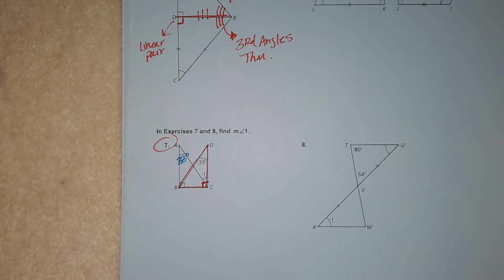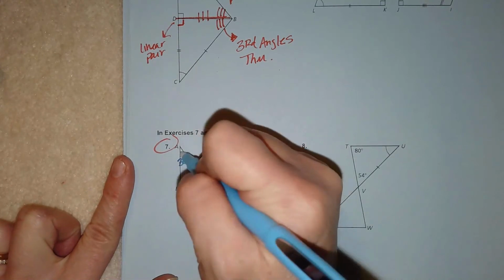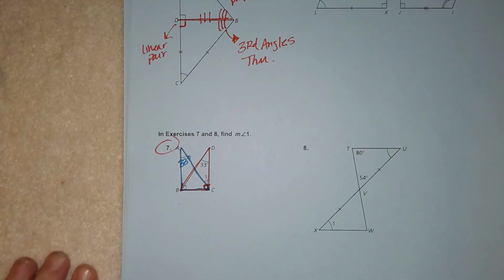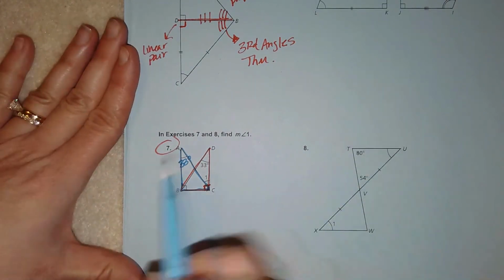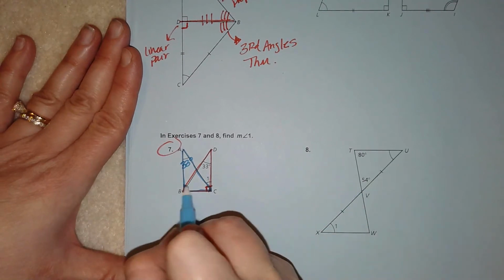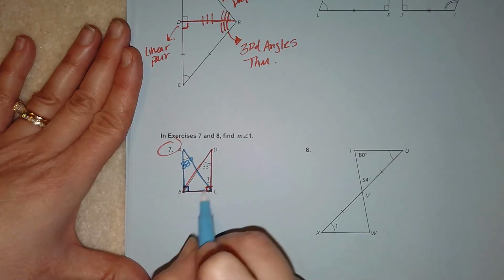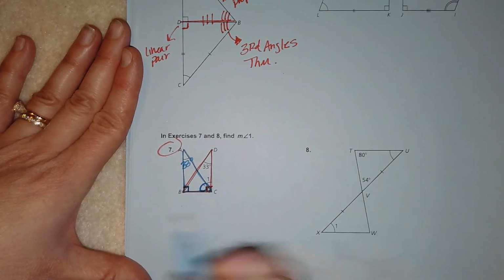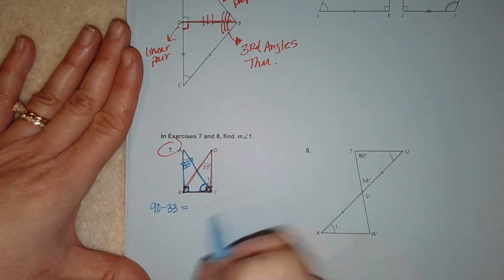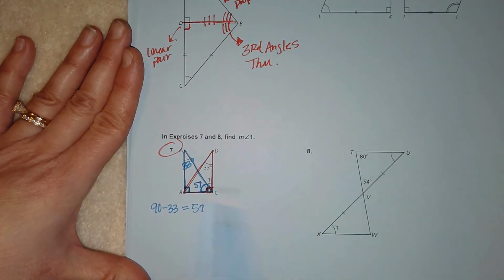The other thing I know is if this is 33 degrees, then what is this angle over here? So we're going to use that triangle sum theorem. The triangle sum theorem says that all three angles of a triangle add up to 180 degrees. Or you could take into account that this is a right triangle, which means these two angles here have to be complementary, which means that they add up to 90. So if I subtract 33 from here, I get 57. So that's what this angle down here is.